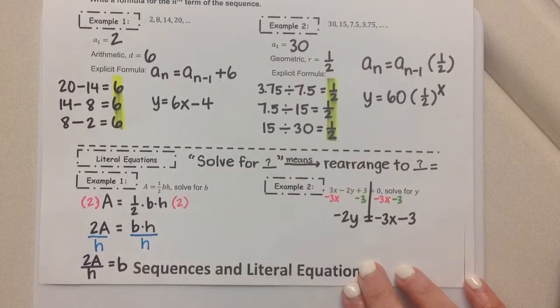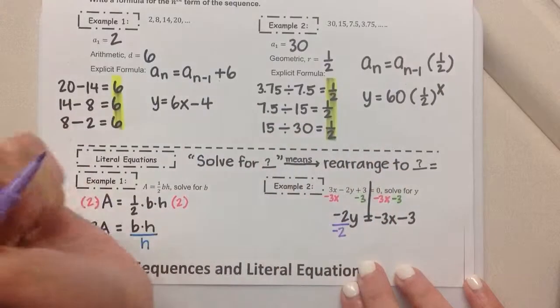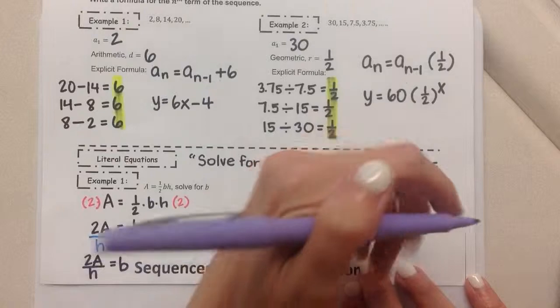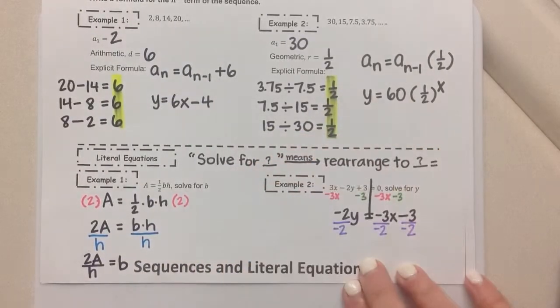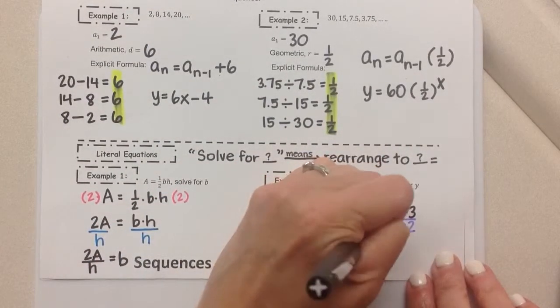Well, I have a negative 2. So how can I turn that negative 2 into a positive 1? The answer is easy. I'm going to divide it by itself. And if I divide this side by negative 2, I have to divide everything on the other side by negative 2. So I'm going to do this: negative 2, negative 2. And now negative 2 divided by itself is 1y, or just y equals.